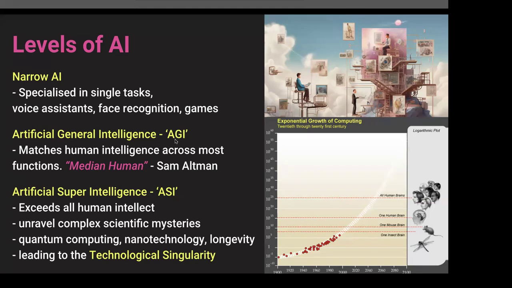After that, you get something called artificial superintelligence, which is where AI is as good as or exceeds the intellect of all humans, all 8 billion of us on the planet. They wax lyrical about the fact that this might unravel scientific mysteries and how the universe works. It will open up things like quantum computing, longevity, so we'll live forever, and nanotechnology, leading to the actual term coined, the technological singularity, where we no longer have to work, post-labor economics, et cetera, et cetera.